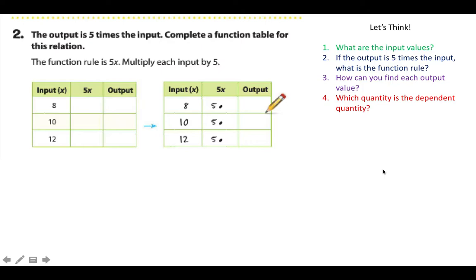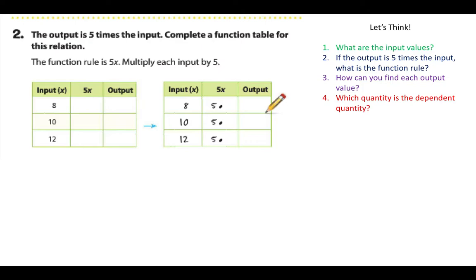All right, so try this on your own with example number 2. It says the output is 5 times the input. Now remember, the rule is just like coming up with an expression. So think about what "times" means. Pause the video and try this on your own.